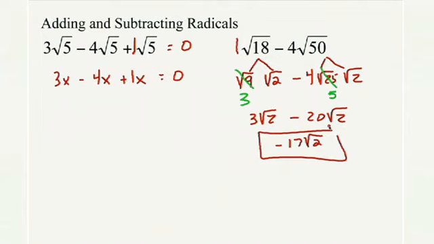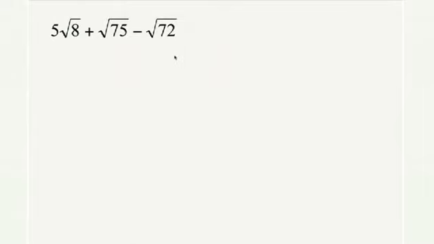Right, in exactly the same way that 3x minus 20x is negative 17x, 3 the square root of 2 minus 20 the square root of 2 is negative 17 the square root of 2. It's basically the same idea. If you understand how to combine like terms with variables, then you just do the same thing with radicals. Now our last problem in this little section is about as hard as they can get.